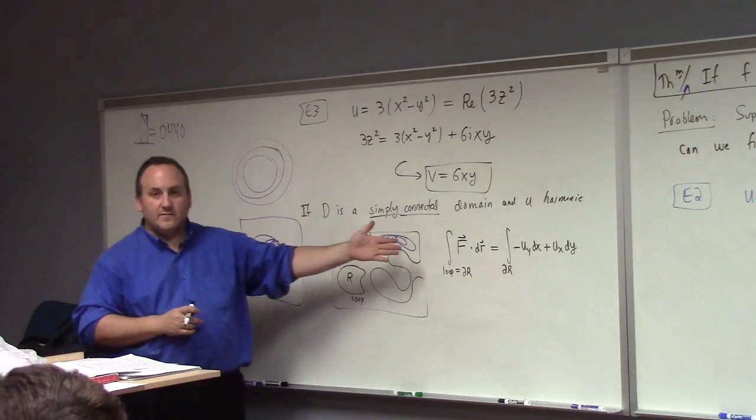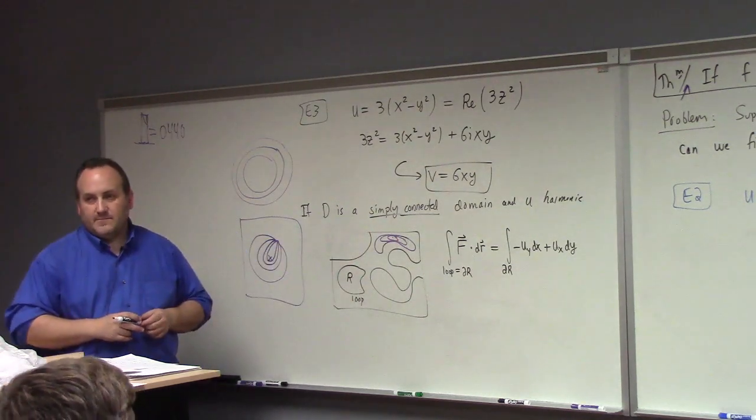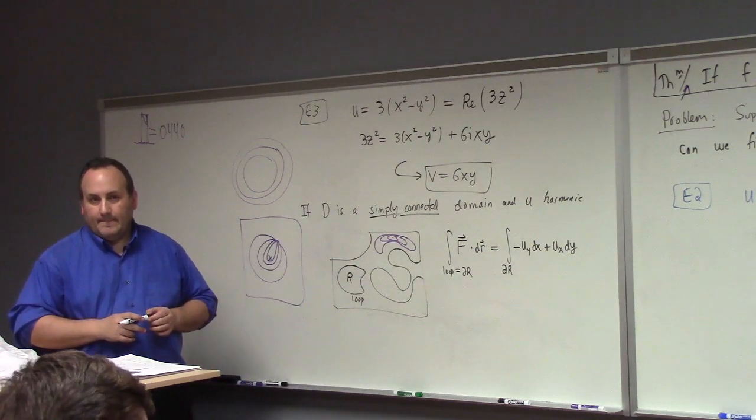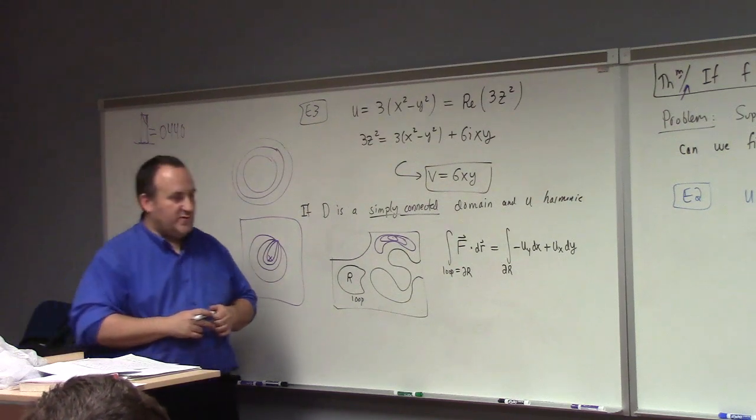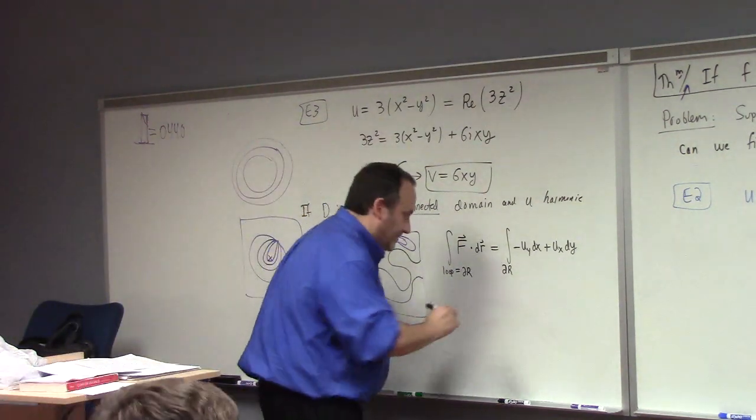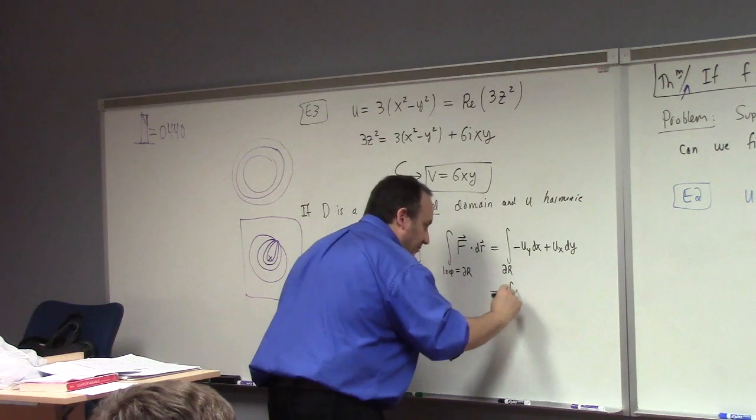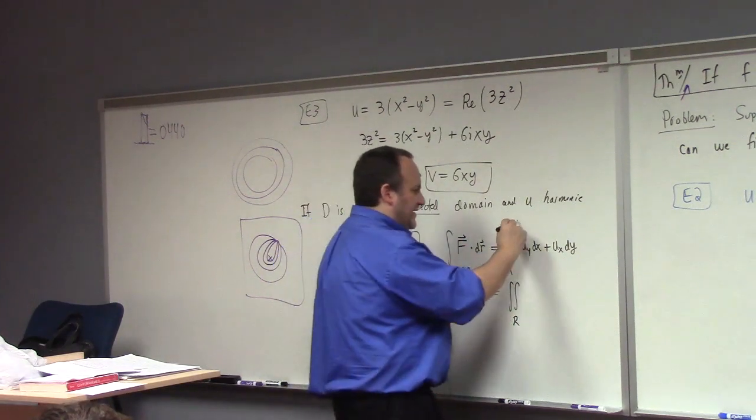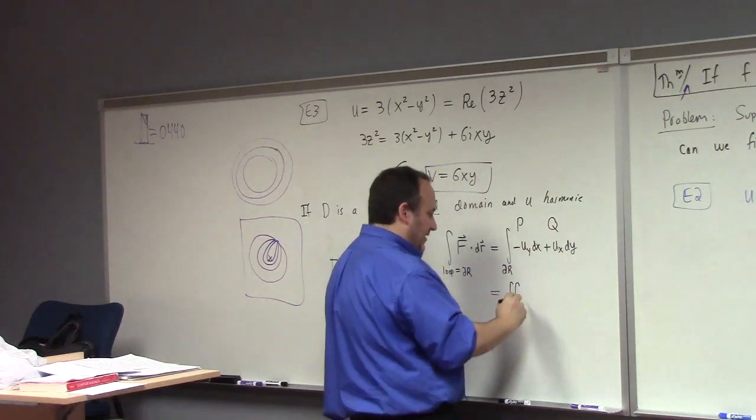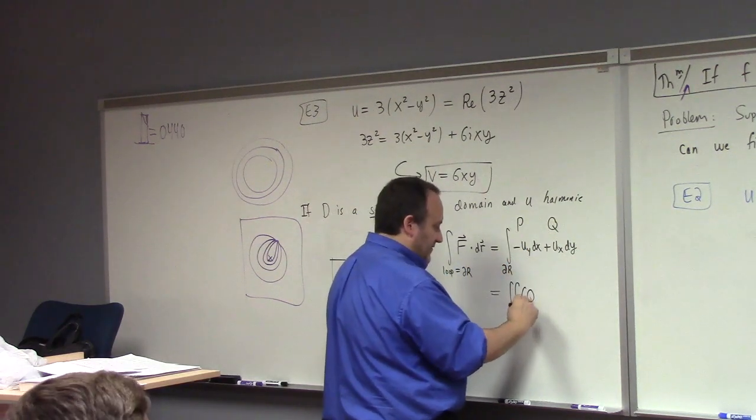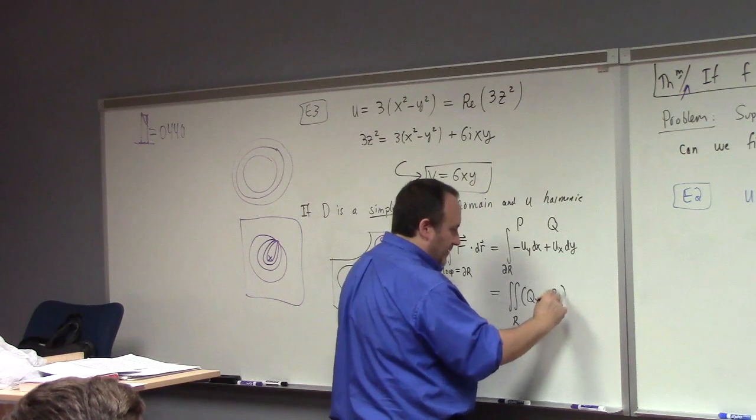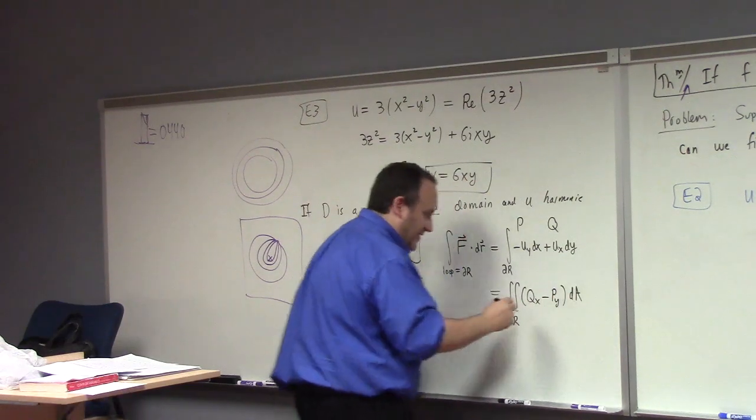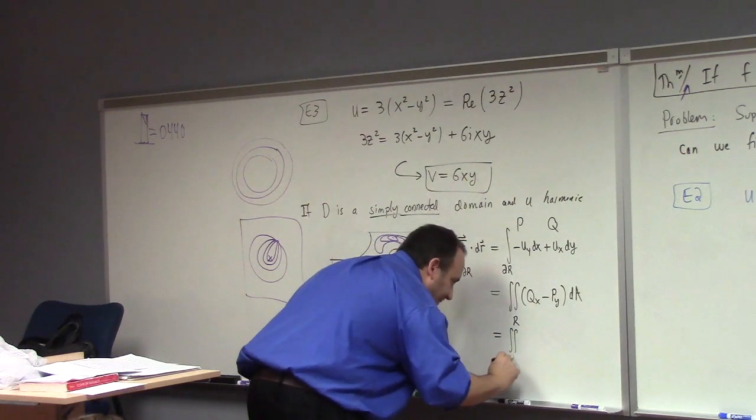Why is this integral 0? Do you guys remember Green's theorem? What does Green's theorem say? It says this is the double integral over the region. And then what do I do? Remember, this is like the P and this is like the Q. We do Qx minus Py, dA. But what is the Qx and the Qy here?